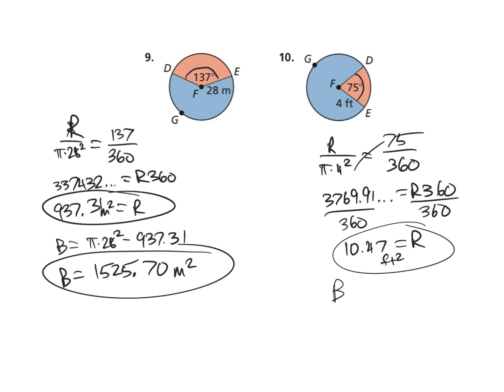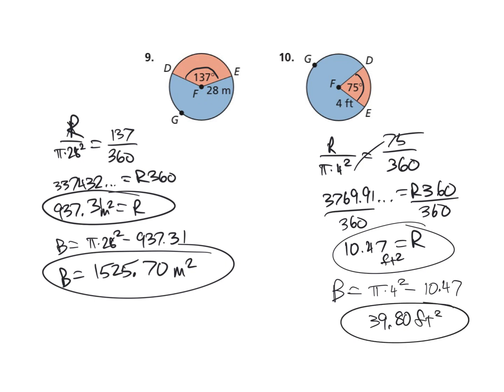And now to get the blue section, we take the whole area, pi times 4 squared, minus what we just found. So 16 times pi minus 10.47, and we get 39.80 feet squared. And in the book, it's 39.79, but I have a 5 on my calculator after that. So in your big ideas, put 39.79.